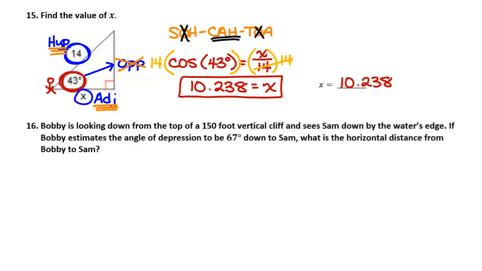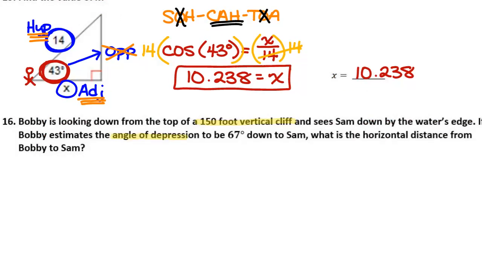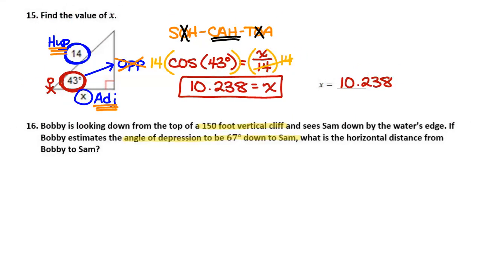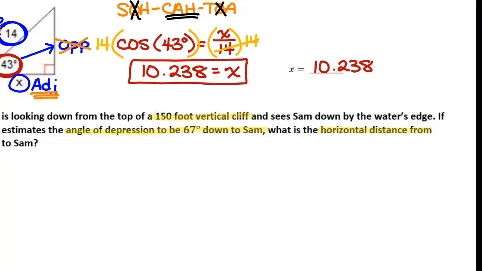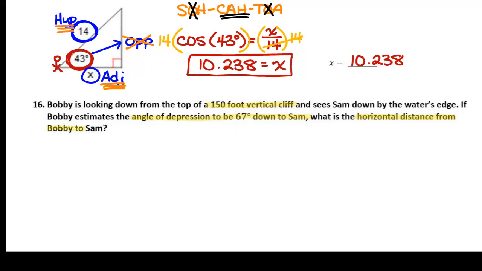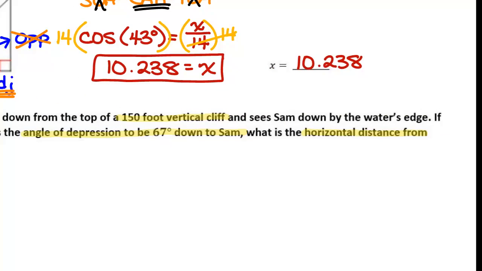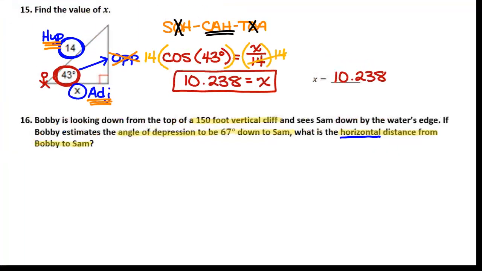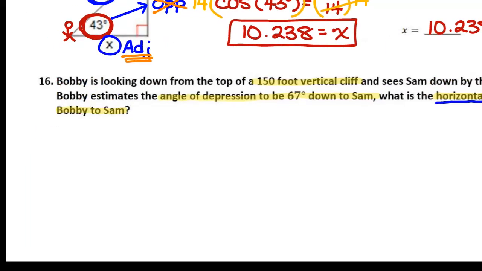Bobby is looking down from the top of a 150-foot vertical cliff and sees Sam down by the water's edge. If Bobby estimates the angle of depression to be 67 degrees down to Sam, what is the horizontal distance from Bobby to Sam? And this horizontal is really important. All right, so I'm going to draw a picture first.